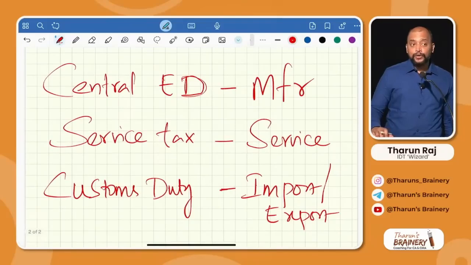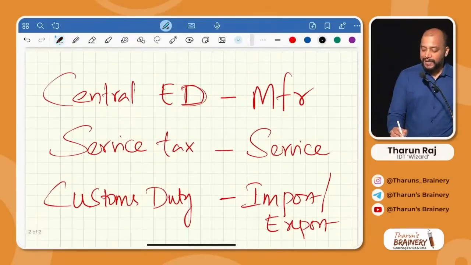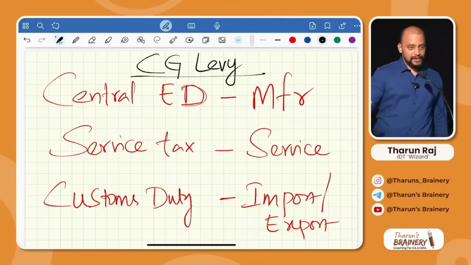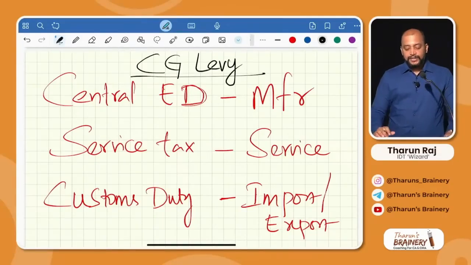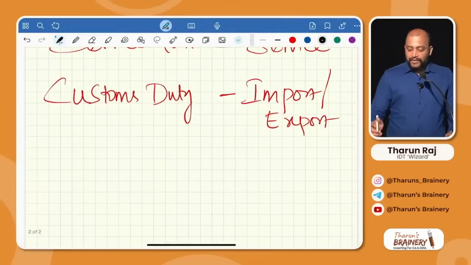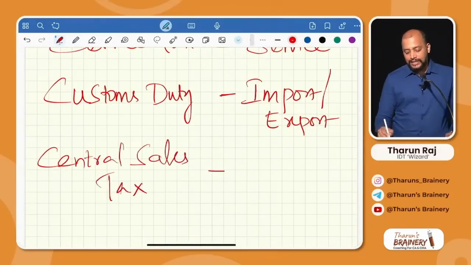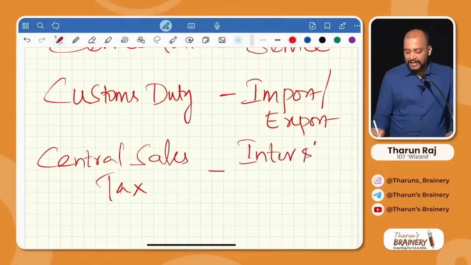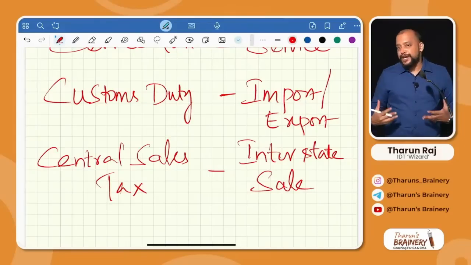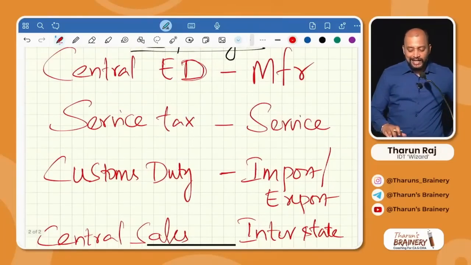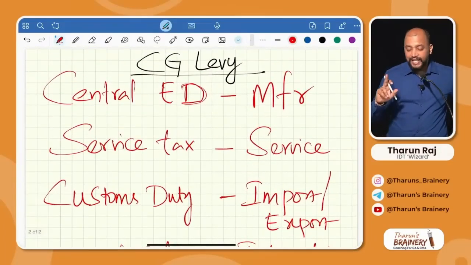And all these are levied by whom? All these are levied by the central government. Levy means imposing. Imposing tax is known as levy. And one more, that is central sales tax. Central sales tax on what? Interstate sale. Interstate sale means sale happening from one state to another state. These were the 4 indirect taxes which were levied by the central government in the past.